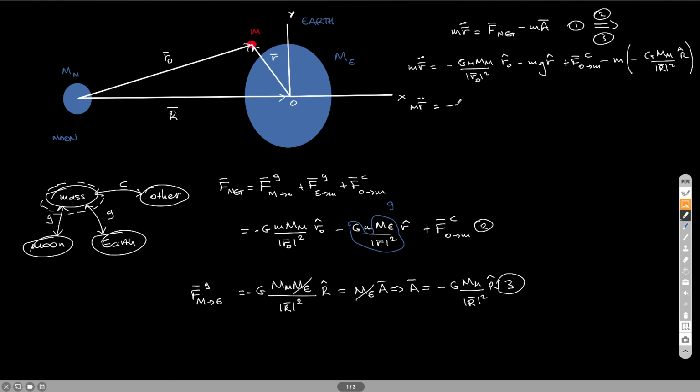I will change the order now. I will have the gravitational force from the Earth first. I will have any other forces acting on the mass second. And because the first term and the last term include G and the mass of the moon, I will write them here. So I got minus G, the mass of the moon, and then what is left will be r naught hat over the magnitude of that distance squared. And then I have minus big R hat over the magnitude of the big R squared.